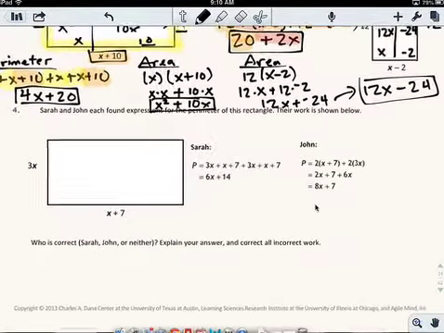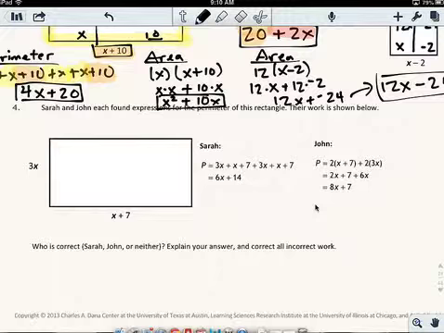Sarah and John found expressions for the perimeter of this rectangle. Their work is shown below. Who is correct, Sarah, John, or neither? Explain your answer and correct all incorrect work. All right, so they're finding the perimeter. The perimeter, I know you mean you have to add stuff up.